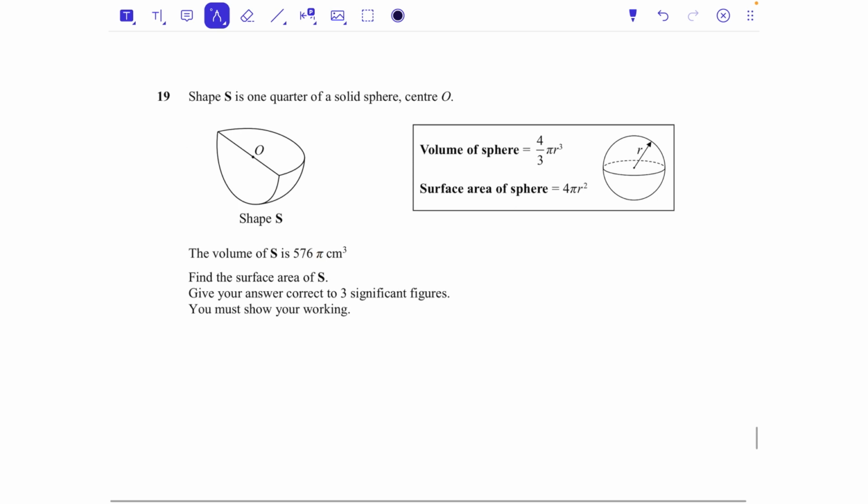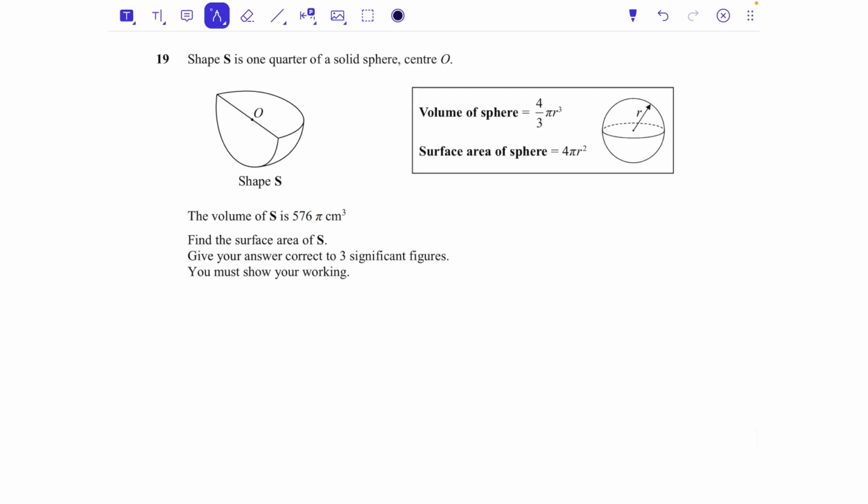Okay, question number 19. Shape S is 1/4 of a solid sphere centre O. The volume of S is 576 pi centimetres cubed. Find the surface area of S. Give your answer correct to 3 significant figures. You must show your working.